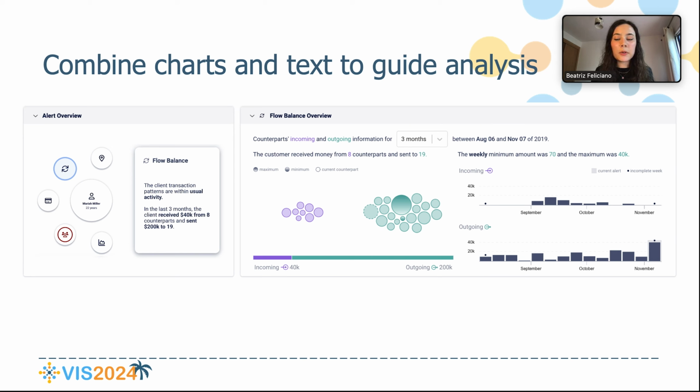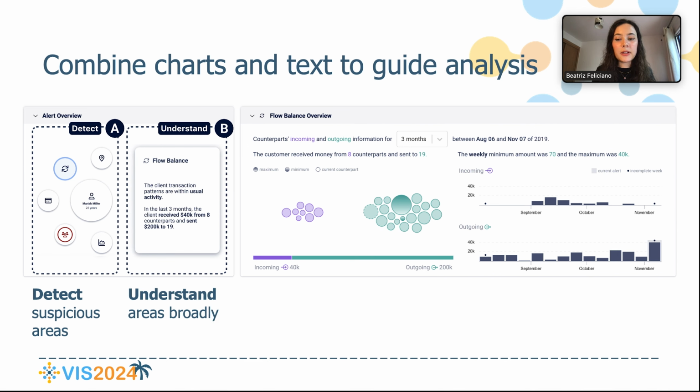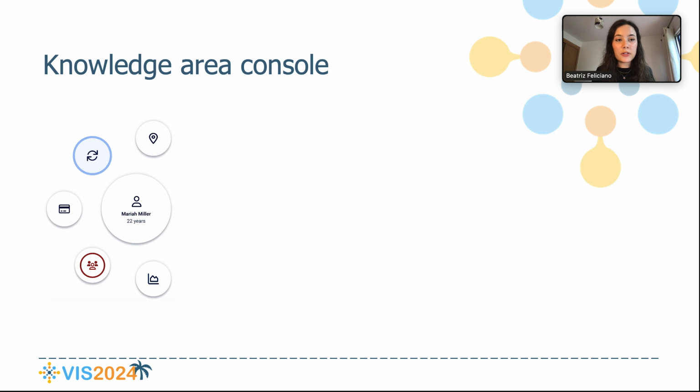Our system is composed of 3 regions that give different levels of detail of the information. The first region helps analysts detect suspicious areas. The second region helps them understand those areas broadly, and the third one lets them explore those areas in detail. I am now going to explain each of these regions, and I will start by the first one, the knowledge area console. This is the starting point of the analysis for analysts using our interface.